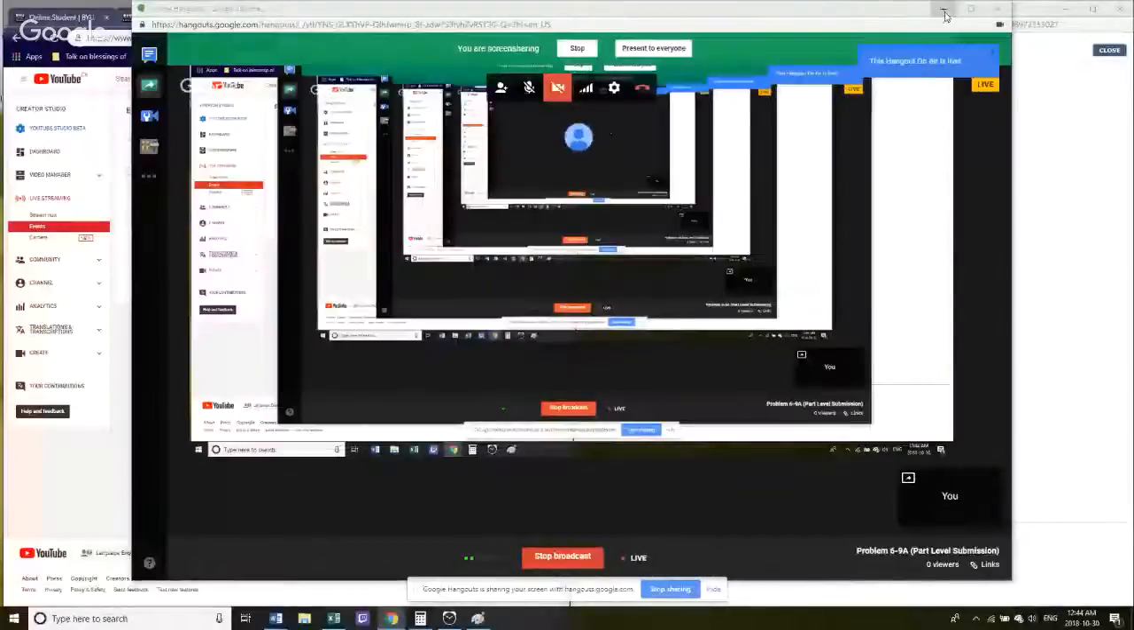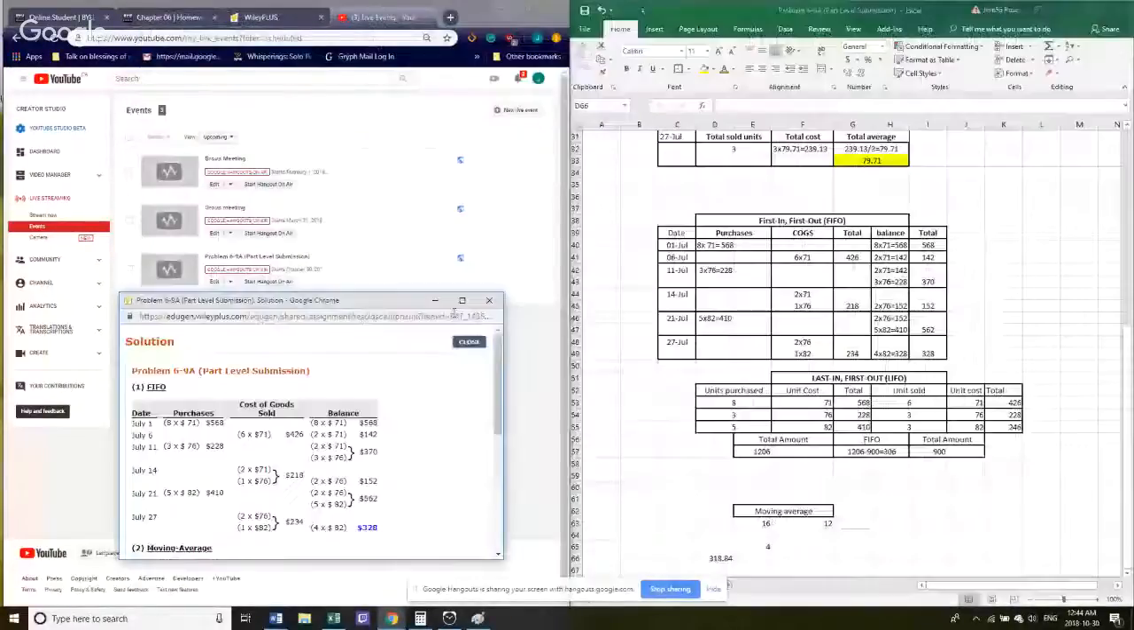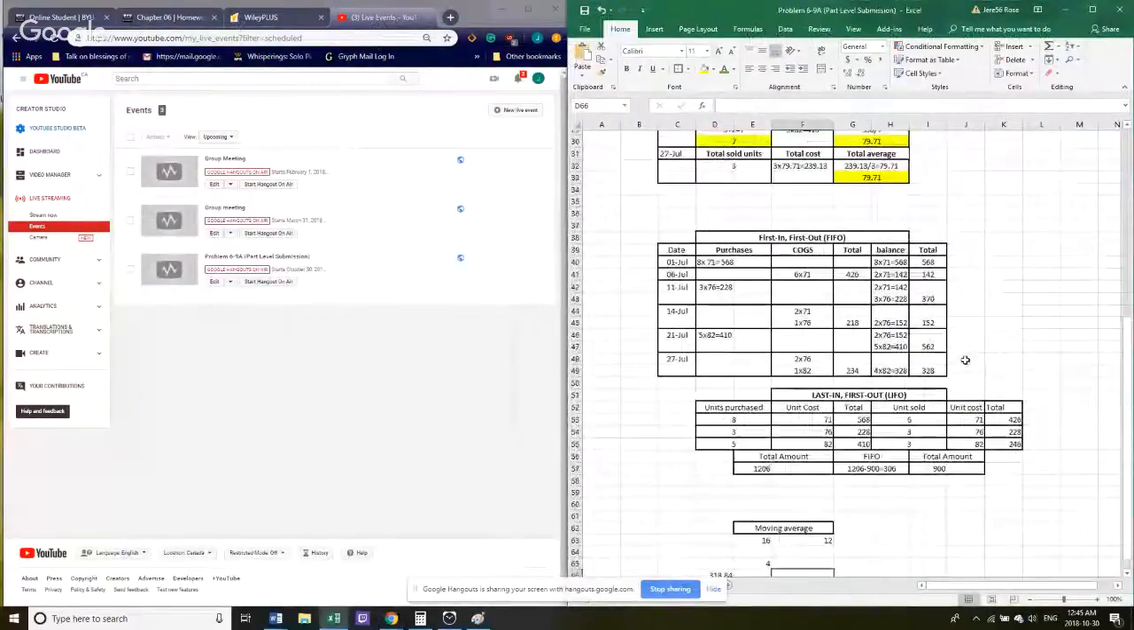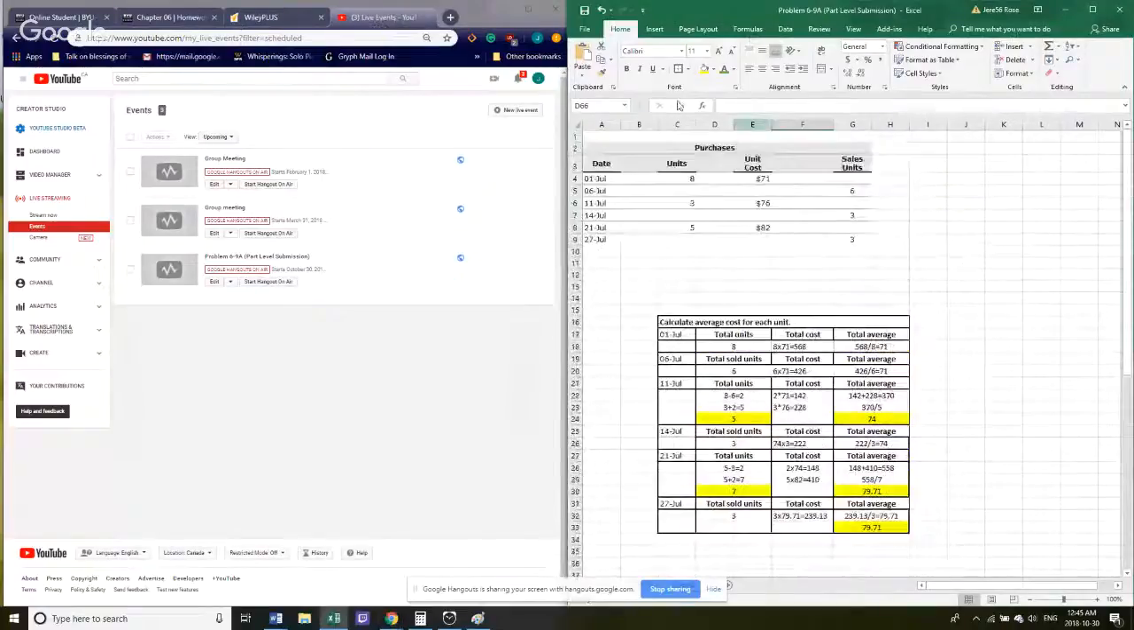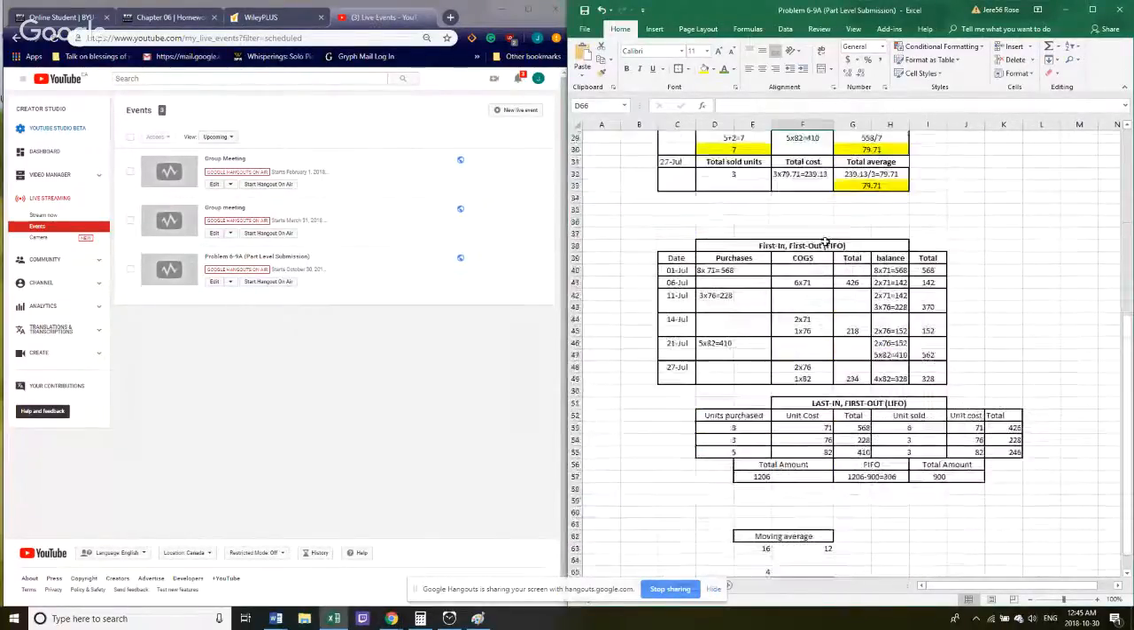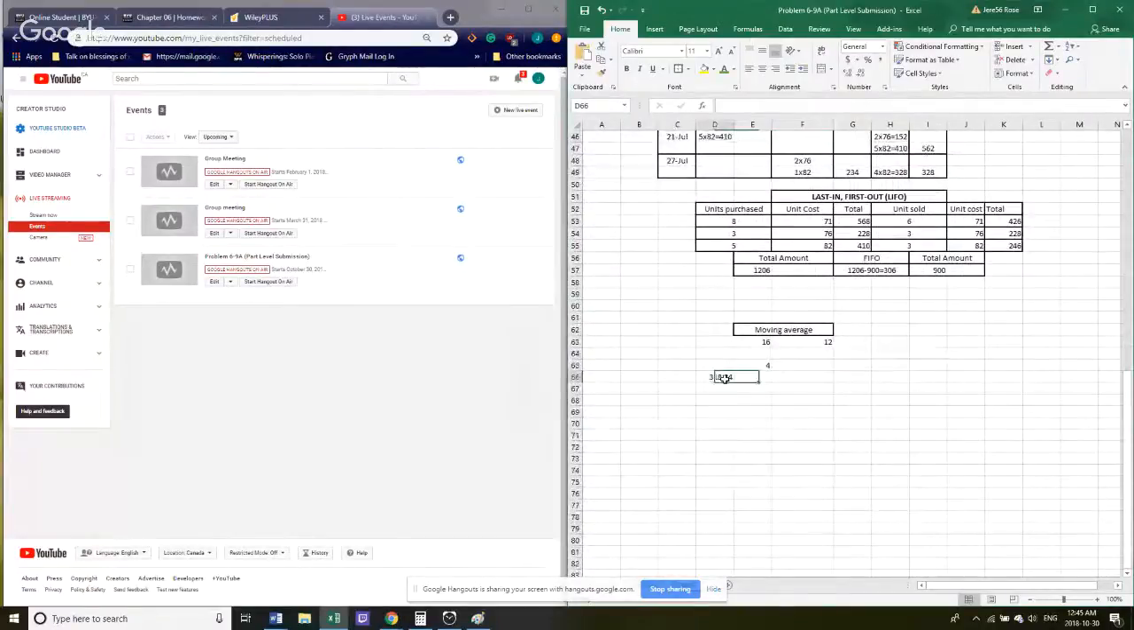I actually completely forgot to do something. I forgot to calculate the moving average. In the way that you would calculate the moving average, if you look here, right? So the way that I actually did this, I mean, there's a different way of doing it too, but I'll just show you.